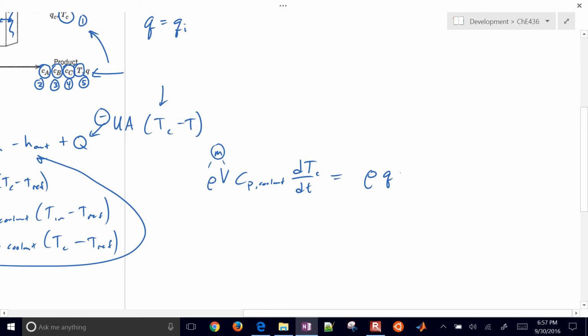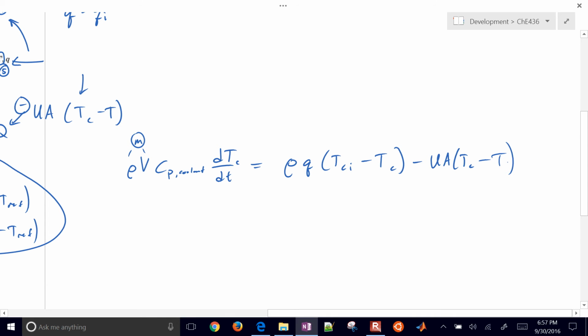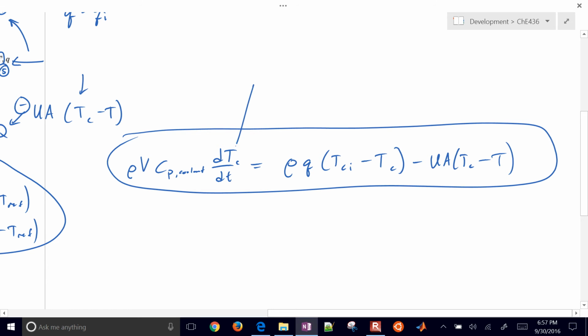And let's see, what is it going to be? So we have the temperature of our coolant in minus the temperature of our coolant out, minus UA (Tc minus T). Okay, so there is our first balance equation right here that gives us the temperature of the coolant with respect to time. And it's related to these terms.